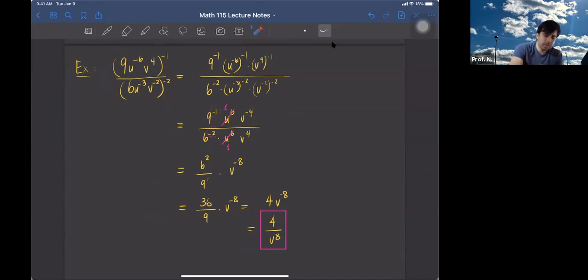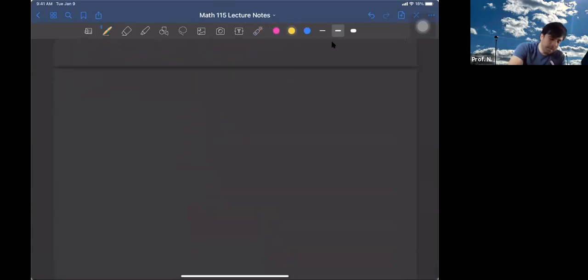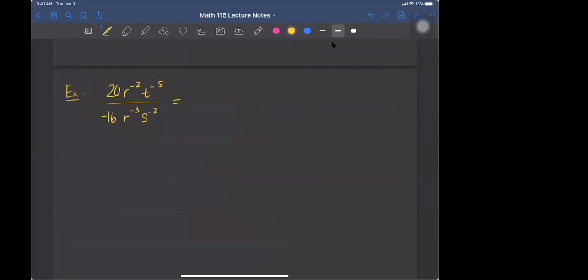Okay, so if no other questions, then let's see if we can do two more really quickly. If I got 20 r to the negative 2 t to the negative 5 over negative 16 r to the negative 3 t, s to the negative 2, how do I simplify this? This is less work than the previous one. You would just do 20 divided by negative 16, and then you do negative 2 minus negative 3.